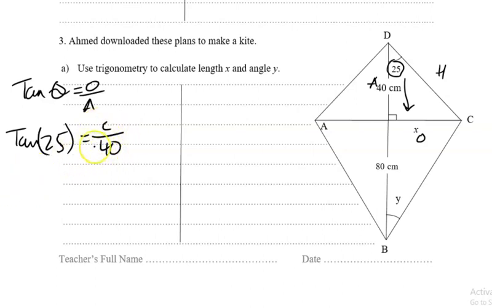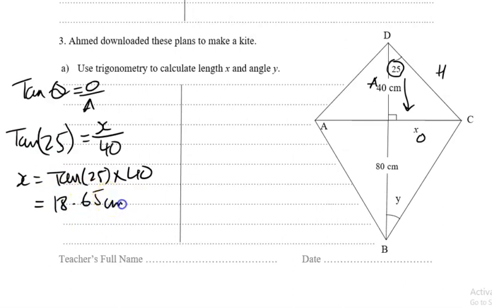And to work out the value of x, you take 40 to the other side. So x is going to equal tan 25 times 40. So when you multiply the two, x is going to equal 18.65 centimeters. This is correct to 2 decimal places.